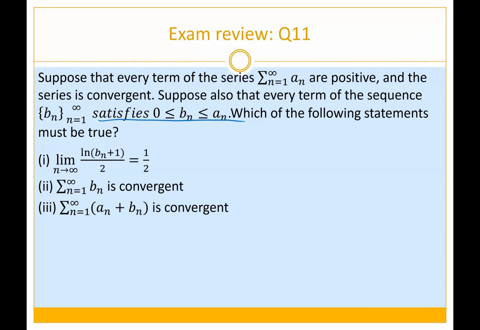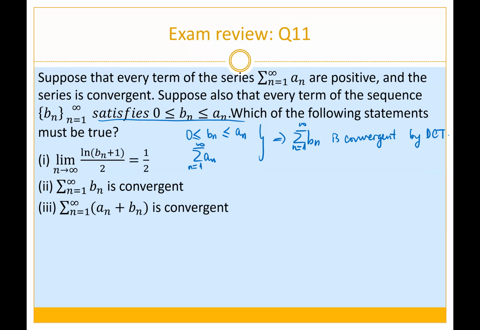So first one, limit of n approaching infinity of ln Bn plus 1 over 2 is equal to half. Now, first of all, you have 0 is smaller than or equal to Bn, smaller than or equal to An. And then we have the series of An is, every term is positive and also convergent. Therefore, we have the series of Bn from n equal 1 to infinity is also convergent by direct comparison test.